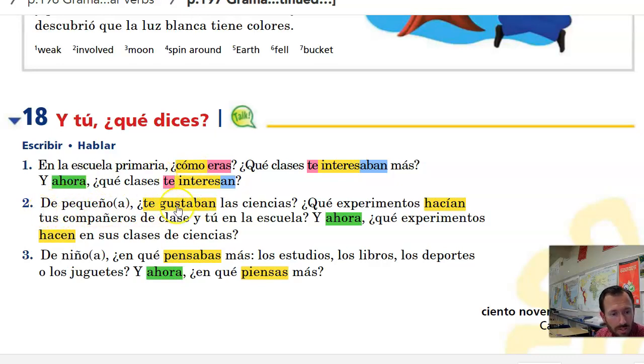Number 2, de pequeño, ¿te gustaban las ciencias? When you were a kid, did you like science? De pequeño or de pequeña, sí, me gustaban las ciencias. De pequeño, de pequeña, no. No me gustaban las ciencias.